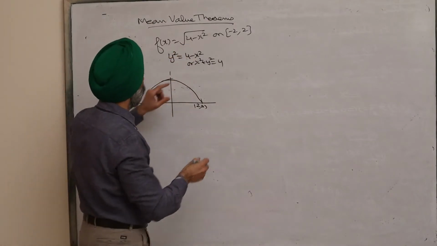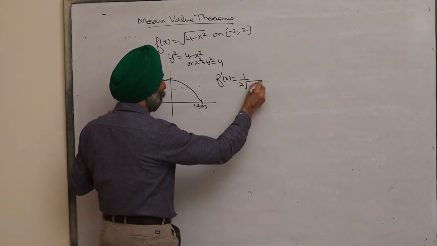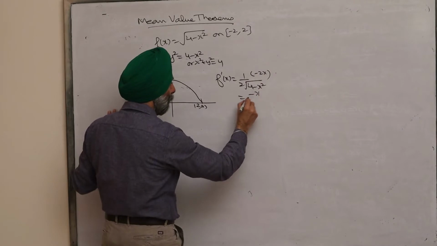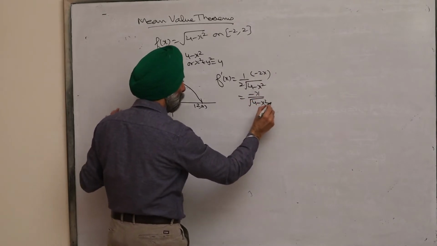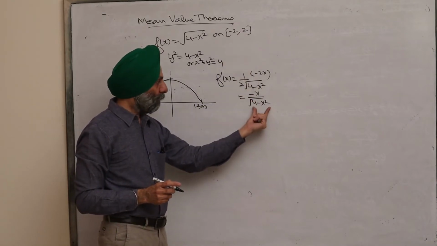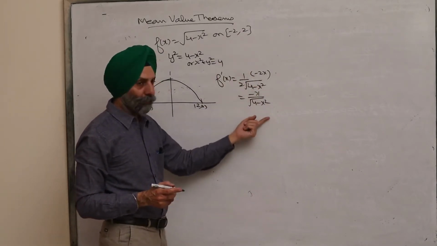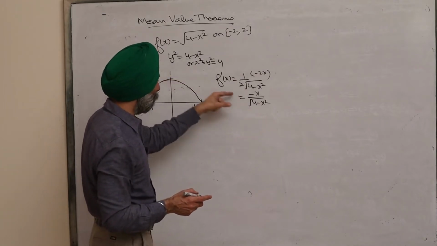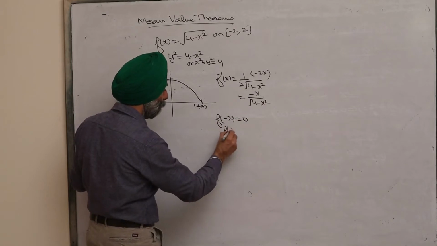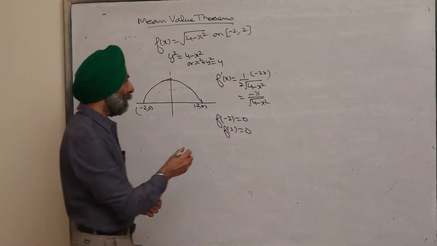Now, if I take the derivative of this function, you can see that it is 1 over 2 times under root of 4 minus x square into minus 2x. It is minus x over under root of 4 minus x square. So differentiable in the open interval, because this should not be equal to 0, and in the open interval it is differentiable here. So continuous, differentiable. Now f of minus 2 is 0, f of 2 is equal to 0. So all the three conditions of Euler's theorem are satisfied.